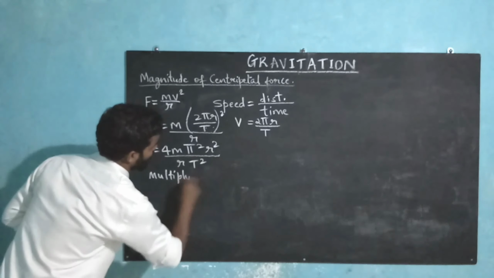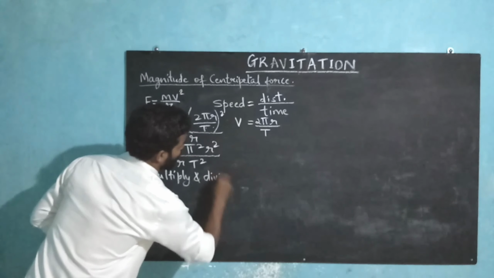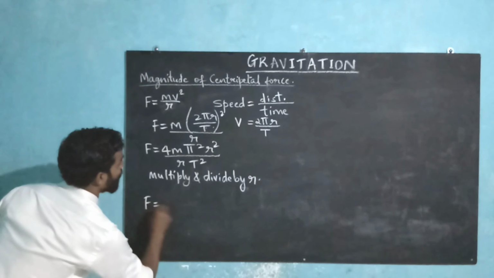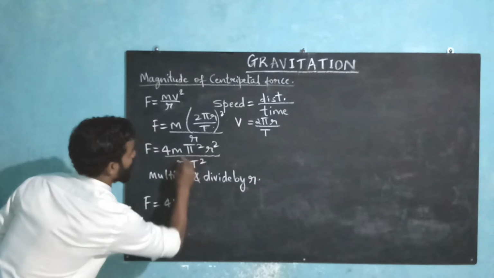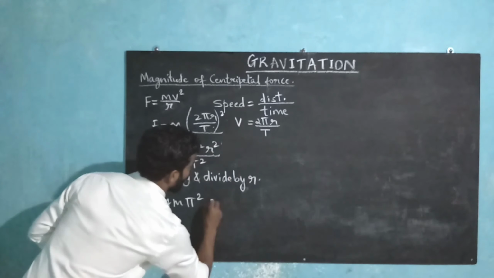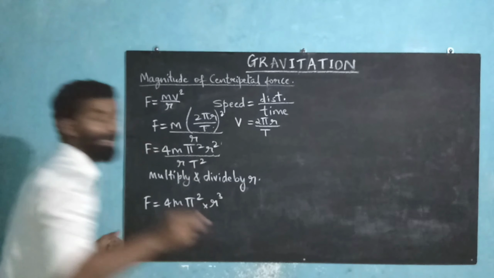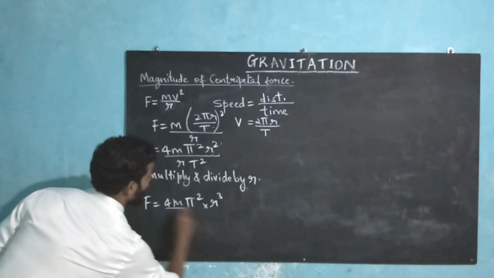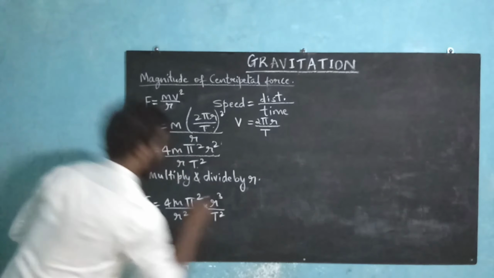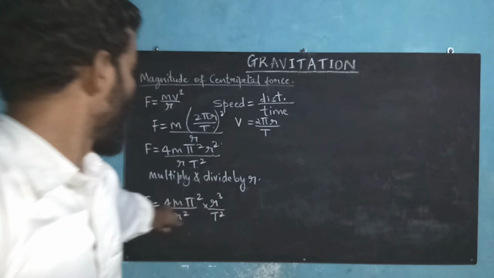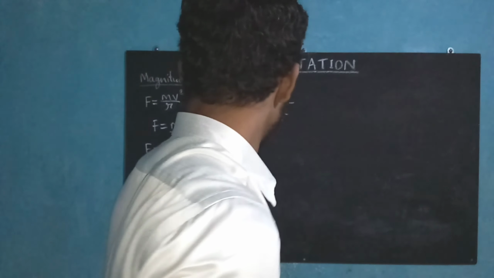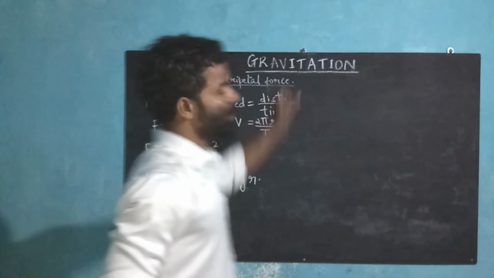Multiply and divide by r. So you will get F equal to 4 m pi square. This will be r cube. So put r cube separately, and here it will be r square, and this T square you can put here separately. So 4 m pi square into r cube divided by r square T square. Now you take this to the other side.